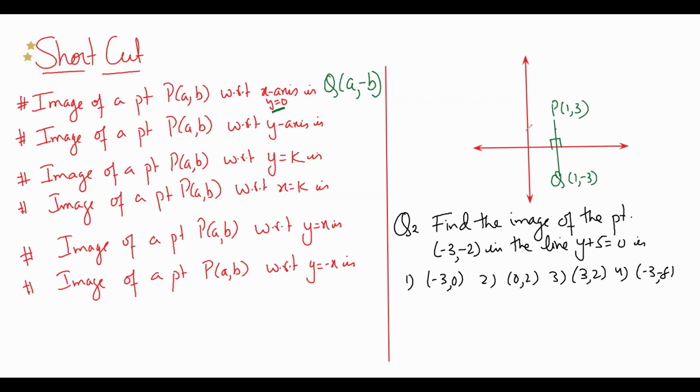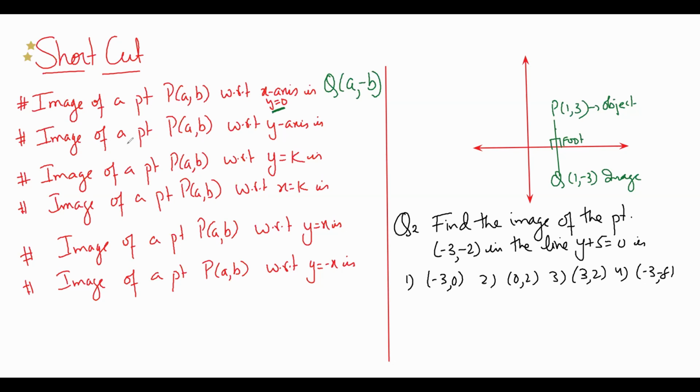The first property is that the image is always on the line perpendicular to the given line. The second property is that this foot is always the midpoint of your object and image. That means if P is at a distance of 3 units from the x-axis, then Q is again at a distance of 3 units below the x-axis. So the point should be (1, -3). But without drawing the diagram, we can directly write the image using this shortcut.